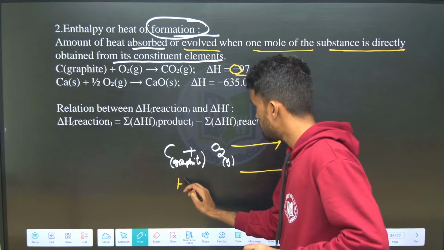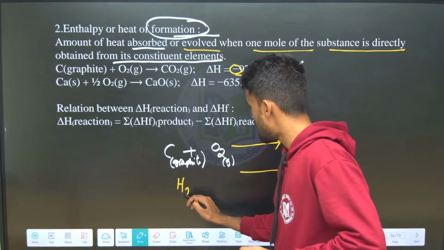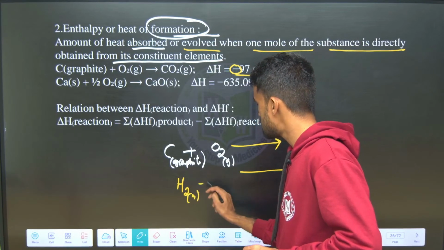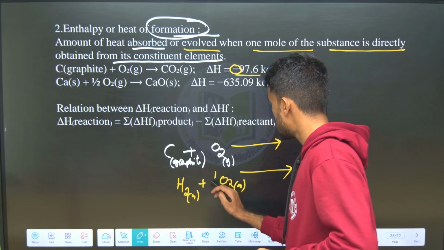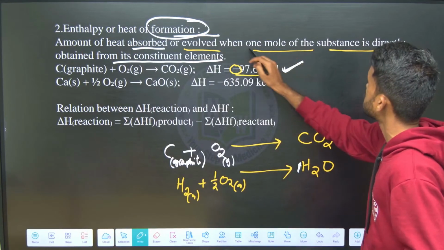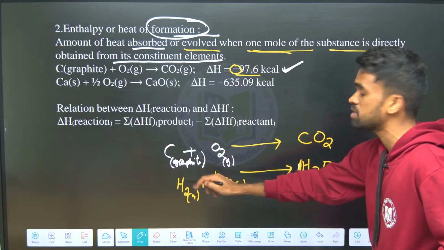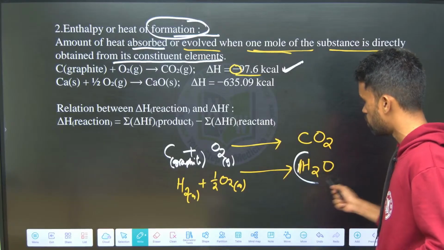Hydrogen. What is the standard state of hydrogen? Diatomic form in the gaseous state. So H2 gas plus O2 gas, here I can take half, and only 1 mole formation. See how many moles it is. You should take only what is required for 1 mole formation, like this. Balance the equation as per 1 mole.